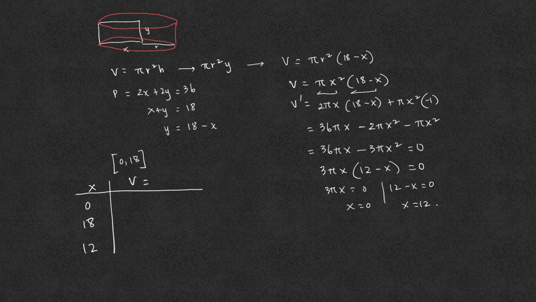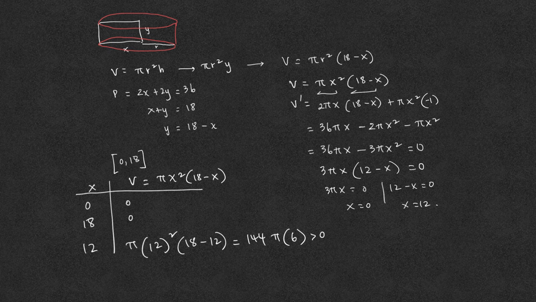Again, the volume is pi x squared times 18 minus x. If we plug in x equals 0, the volume is 0 because 0 squared is 0. If we plug in 18, the volume is 0 because 18 minus 18 is 0. And if we plug in 12, the volume is pi times 12 squared times 18 minus 12, which is 144 pi times 6, which is more than 0 for sure.